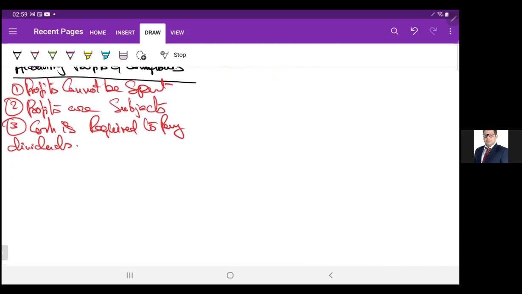Okay, so these are the reasons for the difference between cash flows and profits. Cash flows are a better measure of suitability of capital investment because of these three reasons. Right.